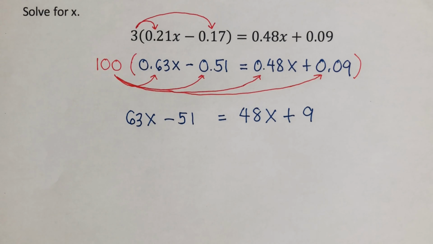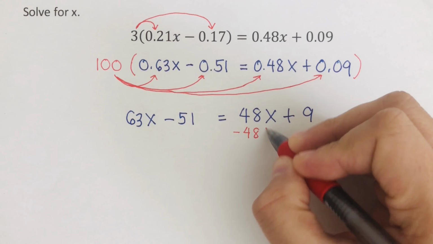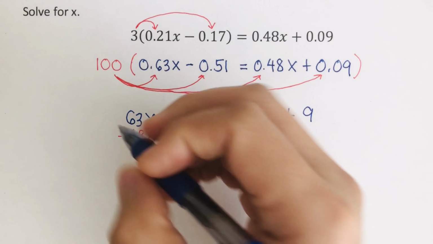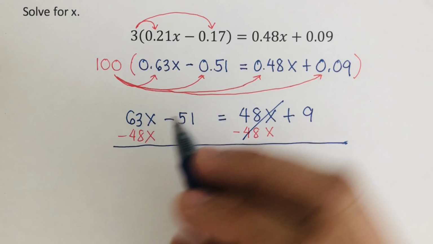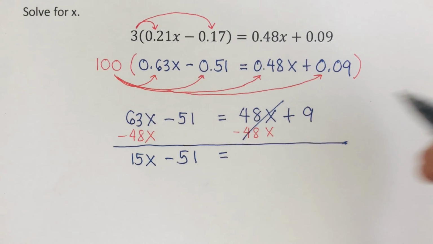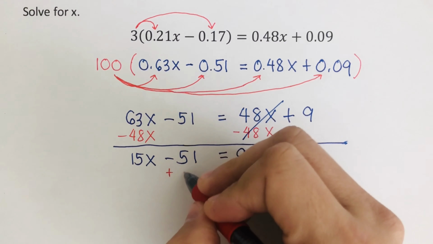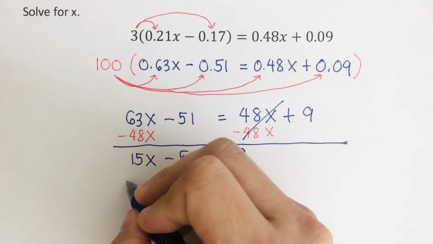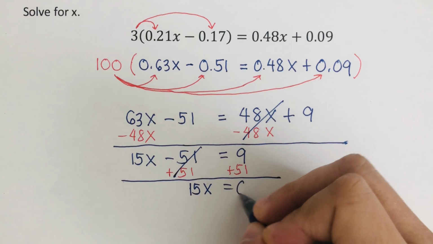We put all the x's on the left side. So I'm just going to go ahead and subtract 48x from both sides. So then we are left with 63x minus 48x is 15x minus 51 equals 9. So then from here, we're adding 51 to both sides. So that's plus 51, plus 51. This 51 gets crossed out. So we're left with 15x equals 60.